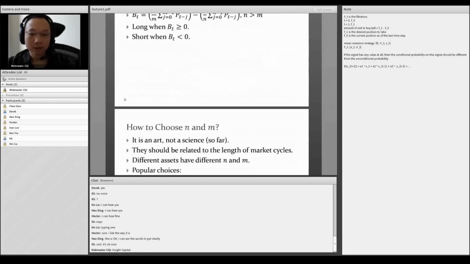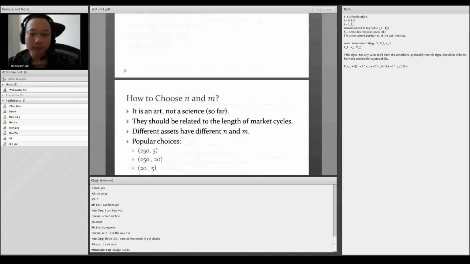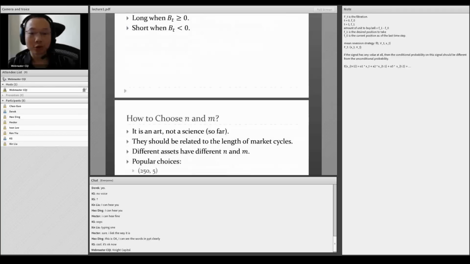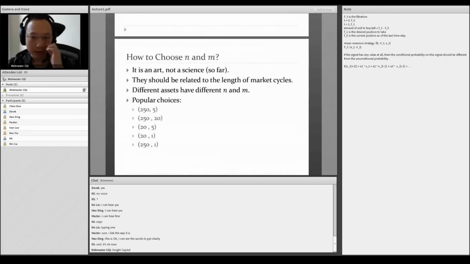You see that in this equation we have two parameters, n and m. So how do we choose n and m? Again, from a technical analysis perspective, there's no methodology to let you choose n and m. But if you watch TV or read newspapers, there are some popular choices, for example 250 days versus 5 days.